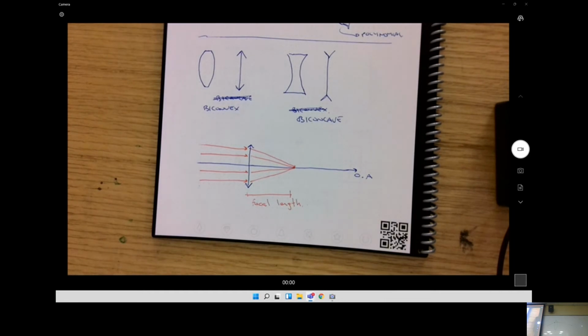So if I say that a lens has a focal length of 10 centimeters, it means that the light is going to converge at 10 centimeters. If I say that a lens has a focal length of 2 meters, it means that all the light is going to converge in 2 meters. Okay.